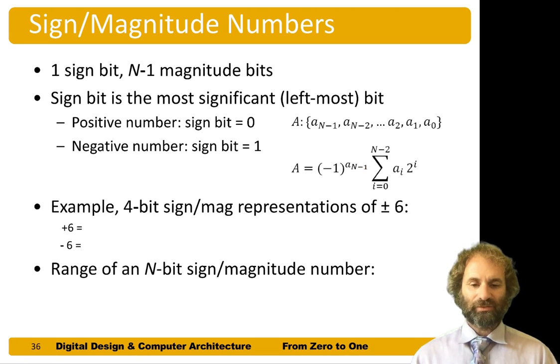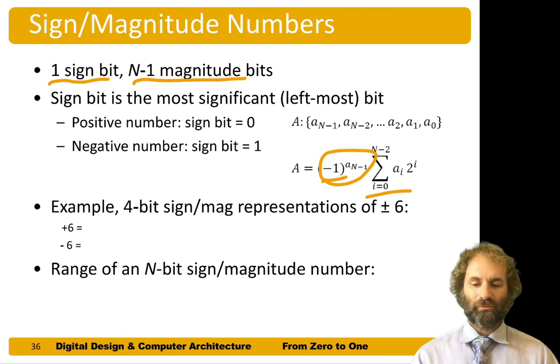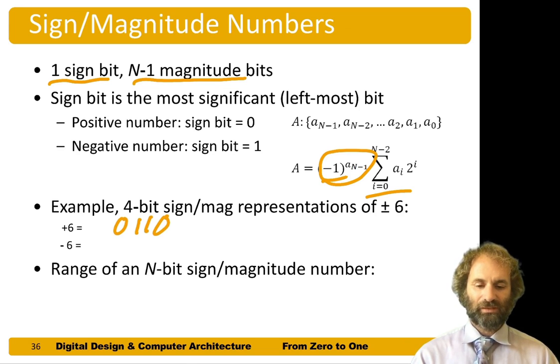In signed magnitude numbers, the most significant bit is called the sign bit, and the remainder are the magnitude bits. The sign bit determines whether the number is positive or negative. A 0 means positive, a 1 means negative, and the other bits are summed up as usual. So if I wanted the number 6 represented as a 4-bit signed magnitude number, 6 is 110 with the 3 bits of magnitude, and then the sign is 0 for positive. For -6, the magnitude again is 110, which makes 6, and the sign is 1, meaning negative.